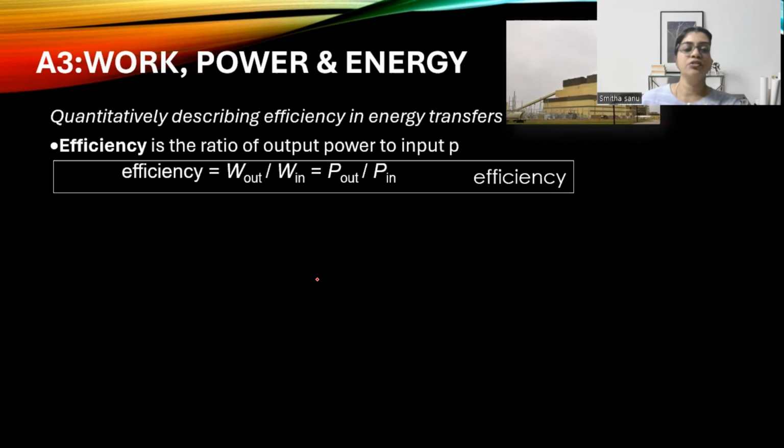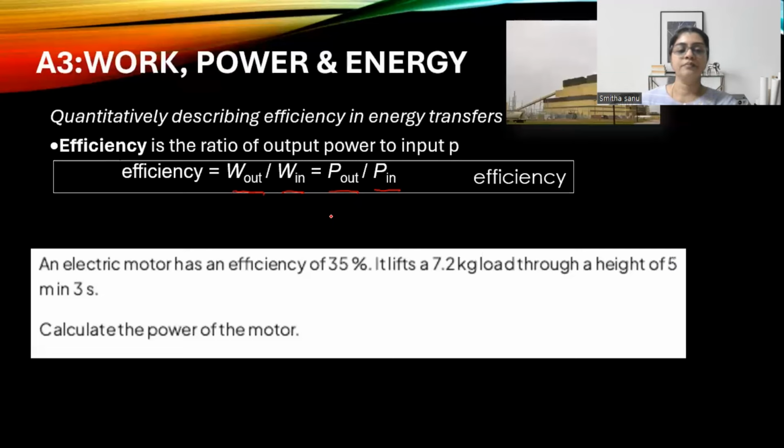Efficiency is defined as the ratio of useful work to the input work, or useful power to the input power of a machine. And efficiency is either a decimal less than 1, or if you multiply your answer by 100 to get it in percentage, it is always less than 100%. So look at this question. An electric motor has an efficiency of 35%. It lifts a load of 7.2 kg through a height of 5 meters in 3 seconds. Calculate the power of the motor.